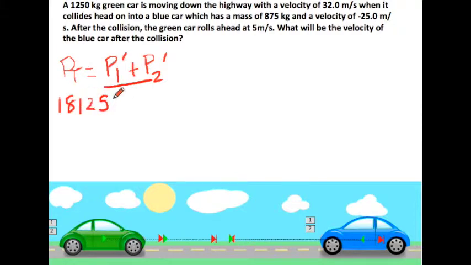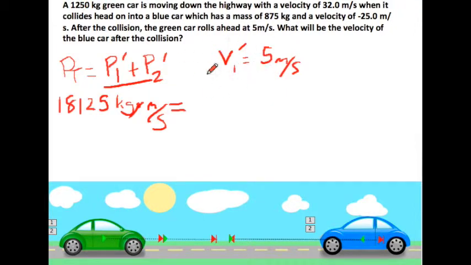And we also know that we have a value of 18,125 kilograms times meters per second. And I know that's going to be equal to the value of this plus the value of this. So how do I find these out? Well, I'm told here that the green car now has a V1 prime equaling 5 meters per second. And its mass is still the same.